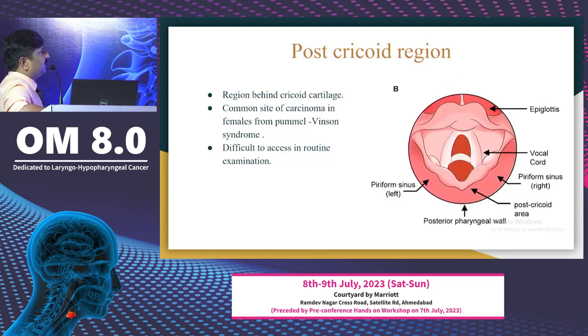Now, post-cricoid region. Post-cricoid region is a region behind the larynx. It is common for carcinoma in females with Plummer-Vinson syndrome, and this area is difficult to examine in routine laryngoscopy.